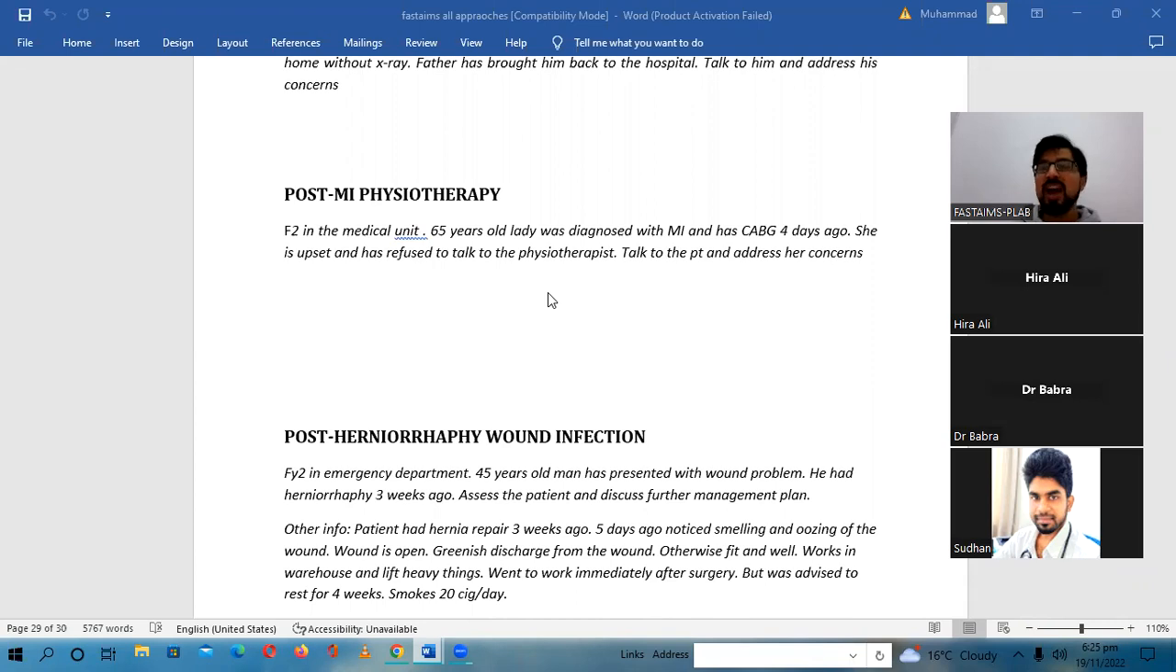Have you noticed any leg swelling? The patient might say, no, doctor, I haven't. Then you can say, that's fine. So it's completely fine for you to go for physiotherapy. You should continue with Miss Sarah.